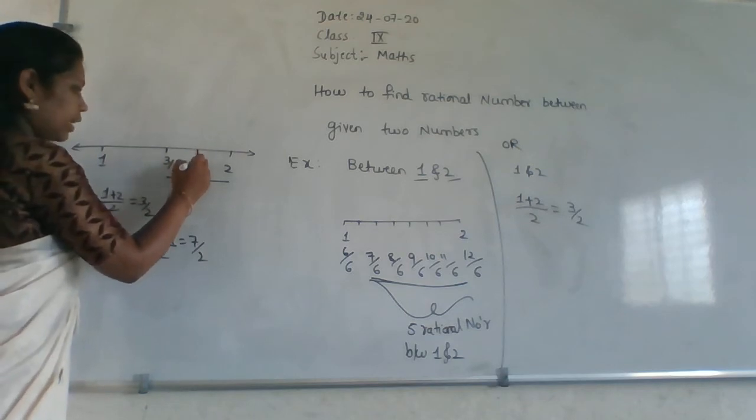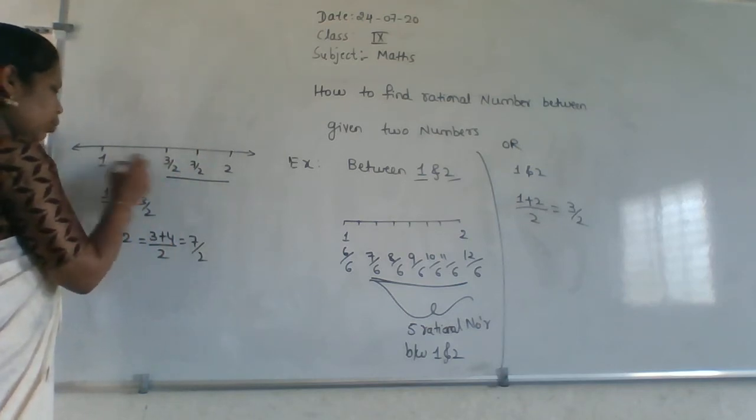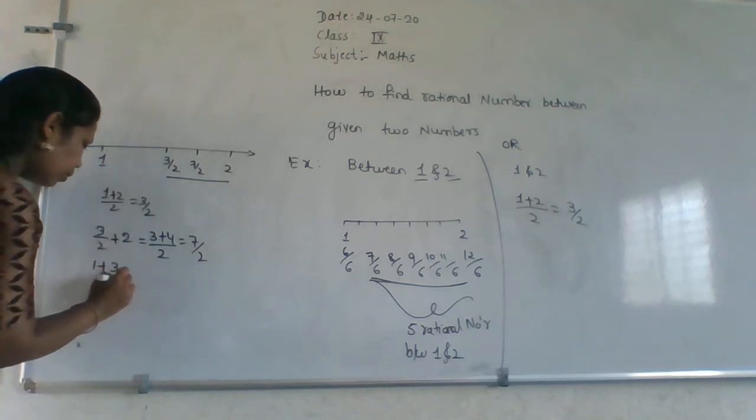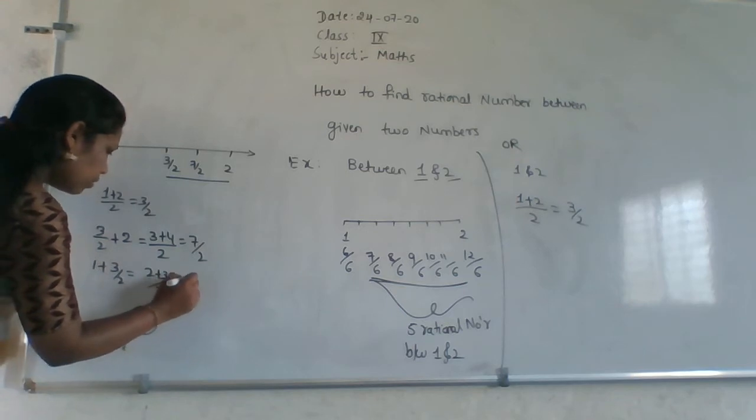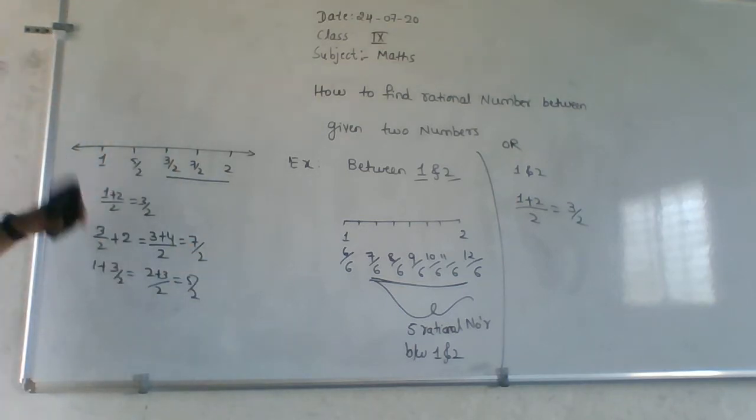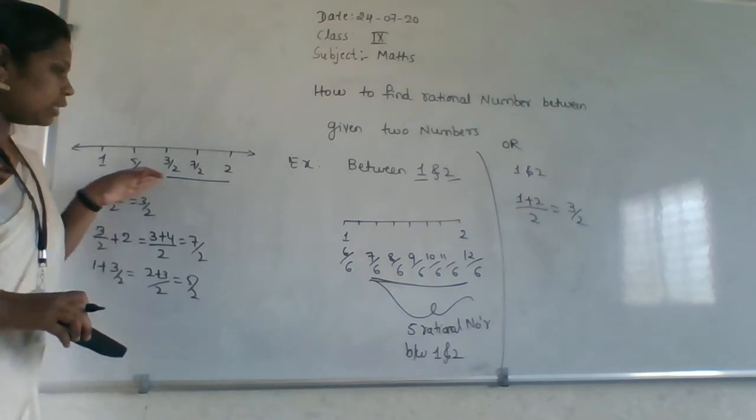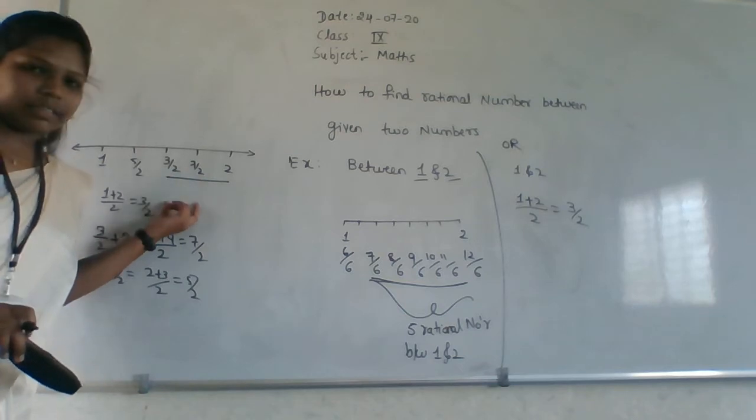Next, so here we get 7 by 2. Next again, take these two values, 1 plus 3 by 2. That is nothing but, again, 2 is the LCM. So it is 5 by 2. Okay, like that you have to do. This is also correct. It is in your textbook, they have given this method only.